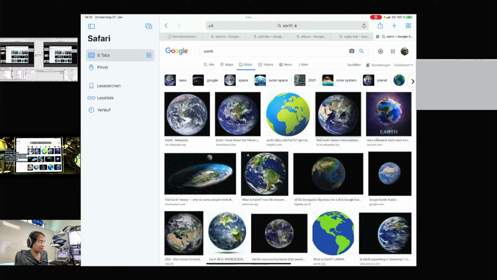Earth has the shape like this. So, let me ask you, what shape of spheroid does our Earth belong to?